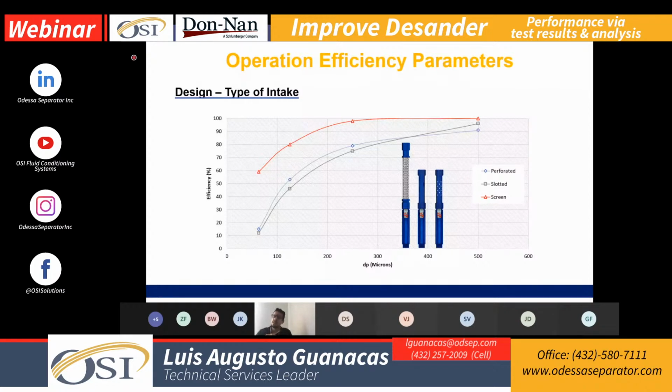But if you take a look, you will see that in the fine material particles, you will have a difference in efficiency of 50%, and in the medium-sized particles, the difference in efficiency is like 15 or 17%. So it's really good. The performance that we get with this screen intake tool was much better than using the perforated and slurry one.